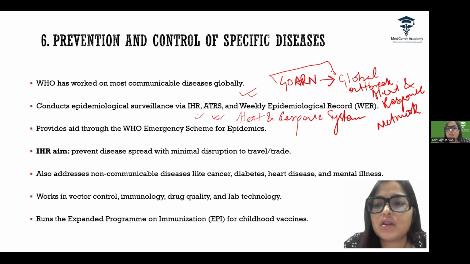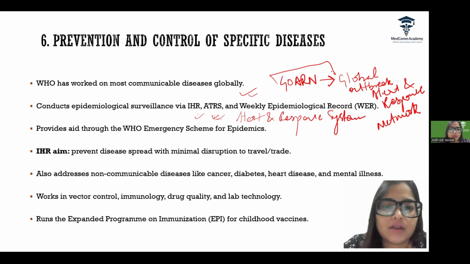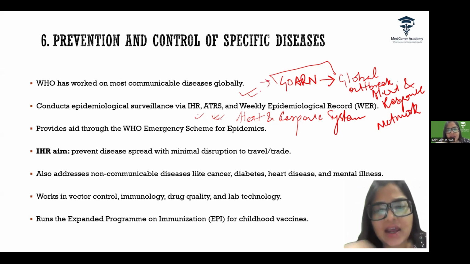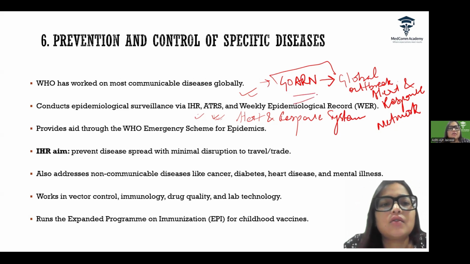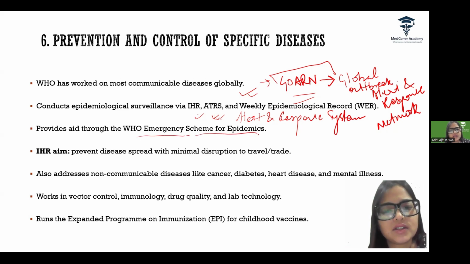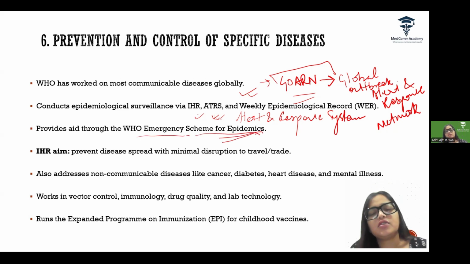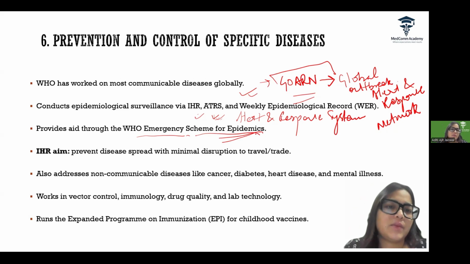So basically, the Global Outbreak Alert and Response Network informs WHO about epidemics which might turn into pandemics. It works in coordination with GOARN in order to prevent and control many diseases. It also provides aid through the WHO emergency scheme for epidemics. In whichever country an epidemic is occurring, it will provide the scheme to the members.